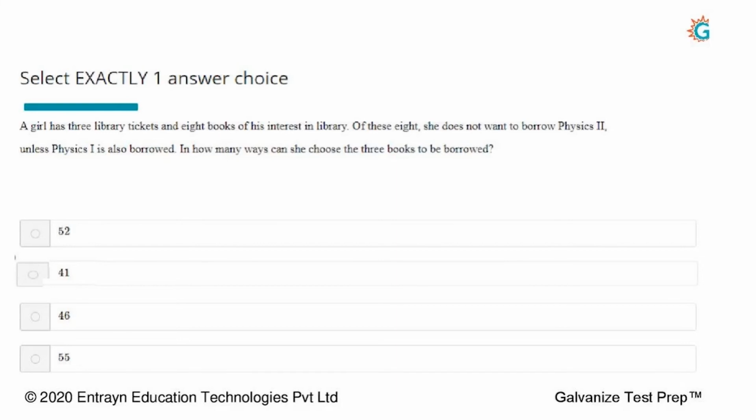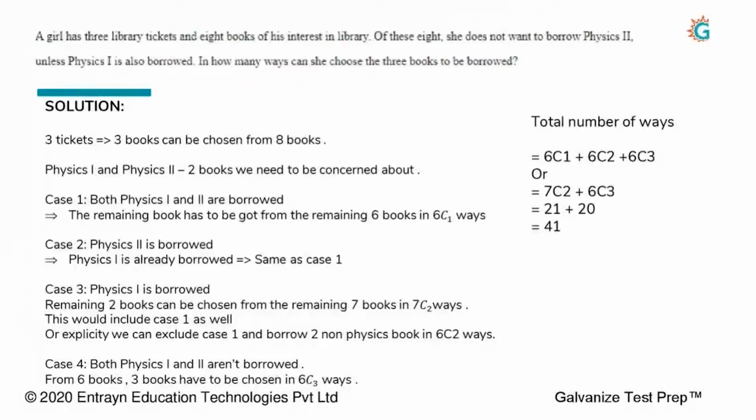A girl has 3 library tickets and 8 books of his interest in the library. Of these 8, she does not want to borrow Physics 2 unless Physics 1 is also borrowed. In how many ways can she choose the 3 books to be borrowed? Let me give you the solution here. Okay, she does not want to borrow Physics 2 unless Physics 1 is also borrowed, which means if Physics 2 is borrowed, you can be rest assured that Physics 1 is also borrowed.